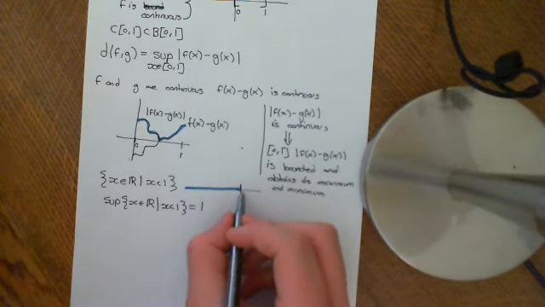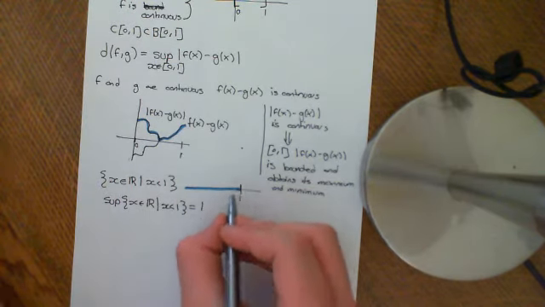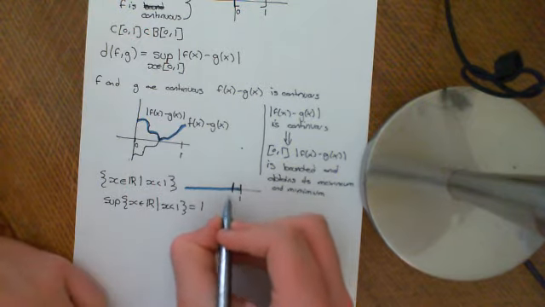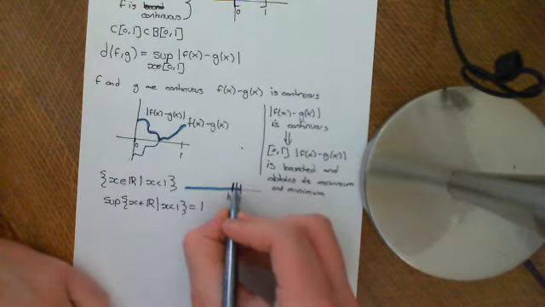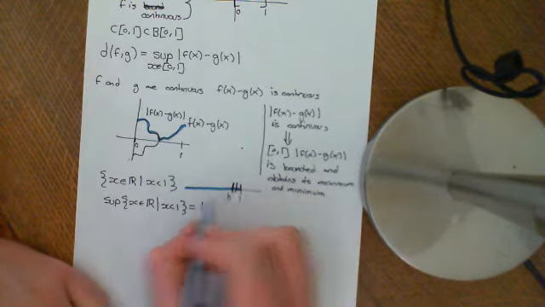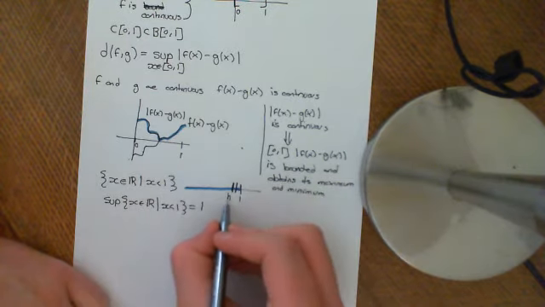If you take any number to the left of 1, let's call this h, then I will always be able to find you a number bigger than h, between h and 1, which is also less than 1, such that it will be in this set, which will mean that h will not be a supremum.